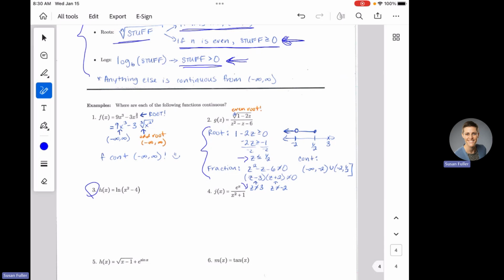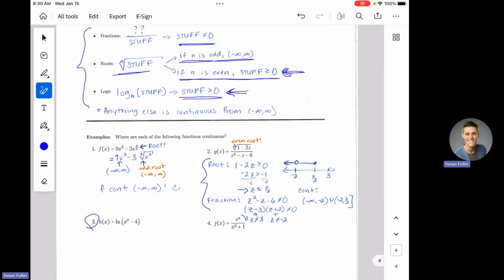So the ln of x squared minus 4 is my function. So do I have a fraction, a root, a log? Yes, I have a log, just a log. So I'm going to apply the log rule. Log base b, that's my ln, that's log base e. And my stuff inside the log is x squared minus 4. So the log rule says that that stuff inside my log, x squared minus 4, has to be strictly greater than 0. Okay, well, that's not so bad. Now we just have to solve this inequality.